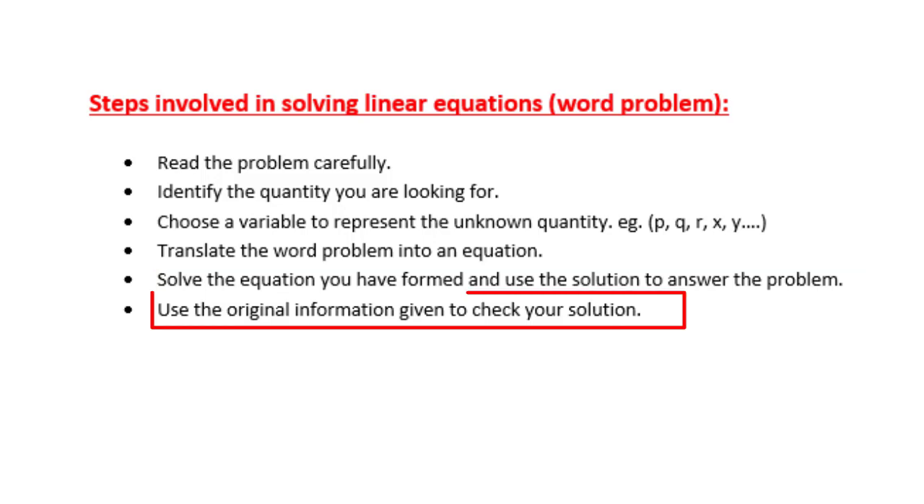Lastly, you can use the original information given to check your answer to see whether everything is intact. You can confirm your solution using the original information given in the word problem. So basically, these are 6 steps you may want to consider when solving word problems involving linear equations. So now let's move ahead and solve some few examples.